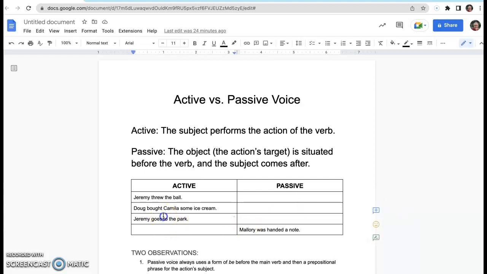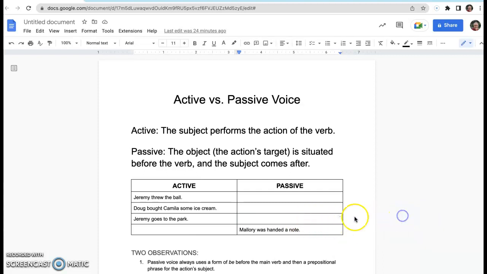Now, in this next example, Jeremy goes to the park. This looks a little tricky, but notice there is no actual direct object because this is a prepositional phrase, and you won't find a direct object within a prepositional phrase. Now, I have what we call the object of the preposition, sure, but I have no direct object. And so in this case, you really can't create a passive voice construction. If you did, it would look something like this, and it would be wrong. To the park is gone, Jeremy? No.